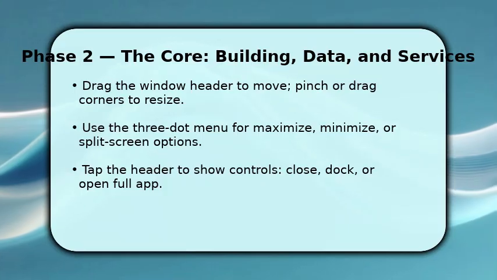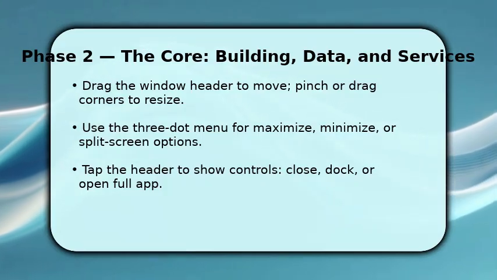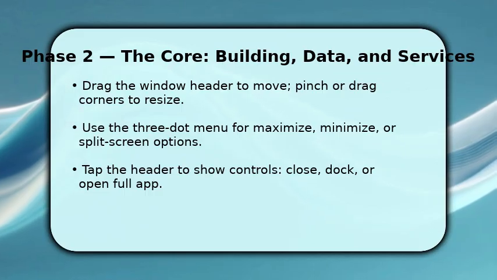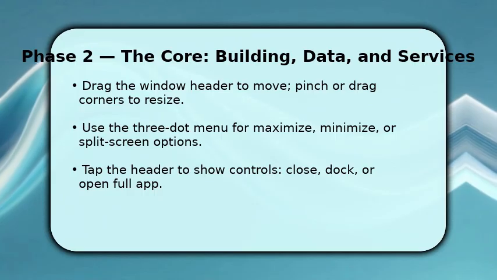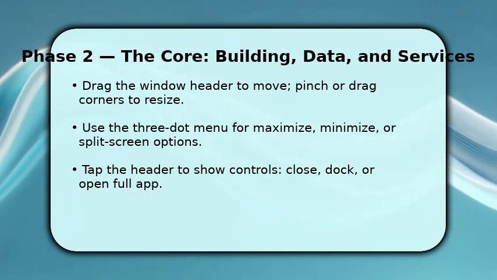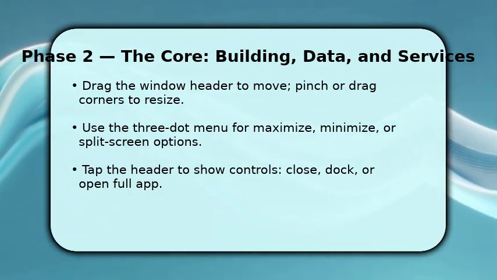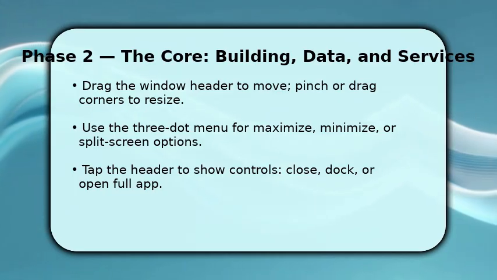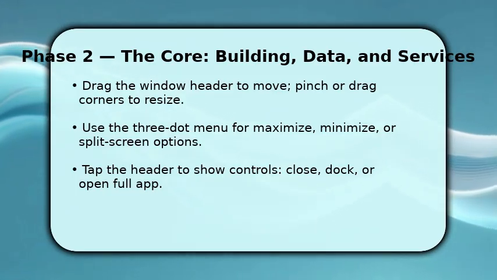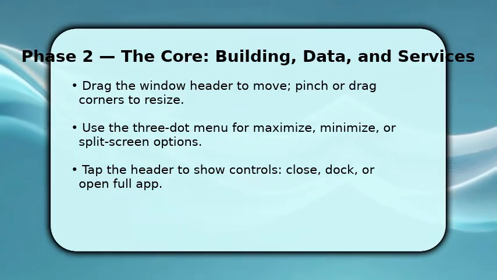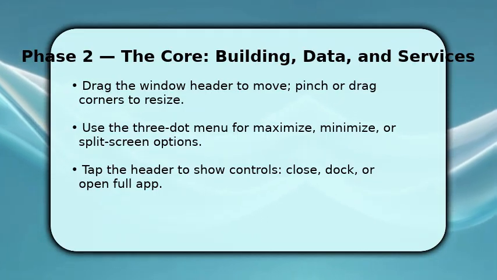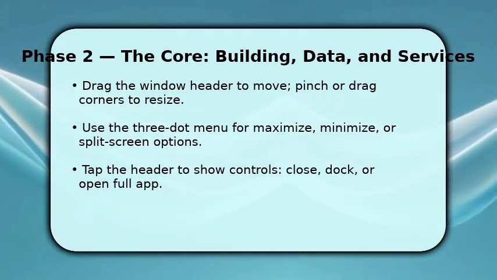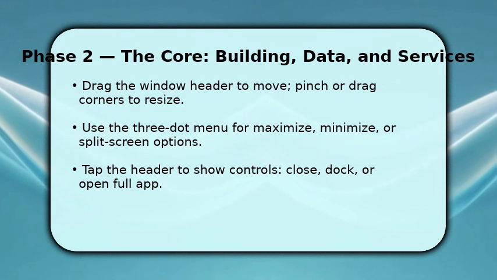Once the floating window appears, you control it by touching the title bar, dragging to reposition, and dragging a corner or pinching to resize for precise placement. Make sure to tap the header to reveal quick controls. Those icons let you close, dock, or expand to full screen. If available, the three-dot menu offers split screen or always-on-top settings. Use them when you need persistent access. These controls let you tailor size and priority, so the floating app doesn't block critical content while you multitask.